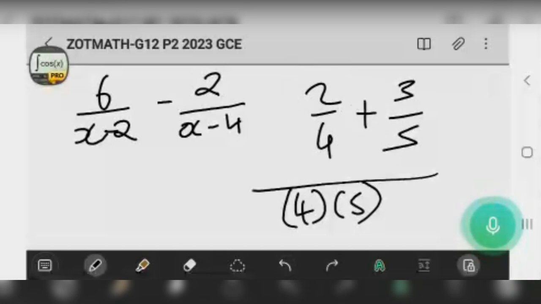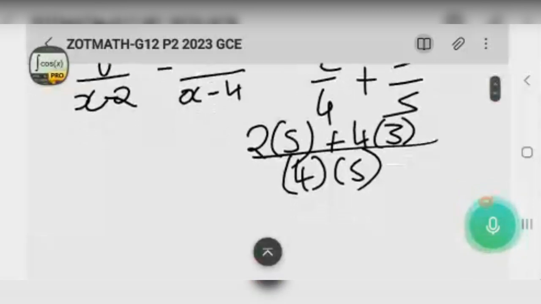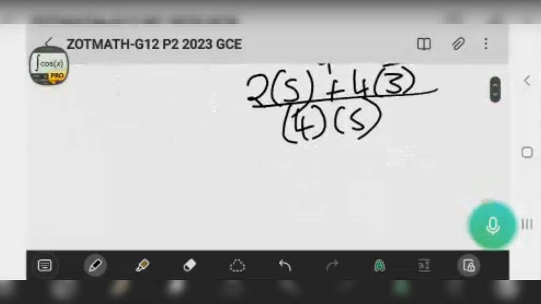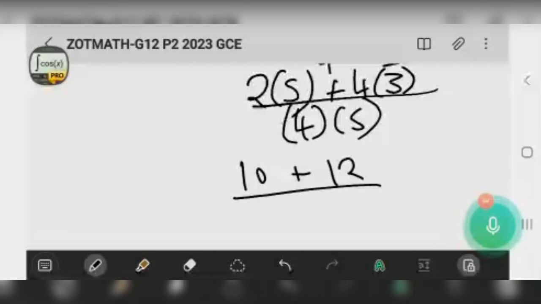So let's go. 2 multiplied by 5, okay? Have you gotten this point? Plus, we follow this sign which is here, plus 4 multiplied by that 3 which is there. 4 multiplied by 3, okay? Which is going to give us what? It will give us here 10, right? 2 multiplied by 5, 10. 4 multiplied by 3, 12. 4 multiplied by 5, 20.